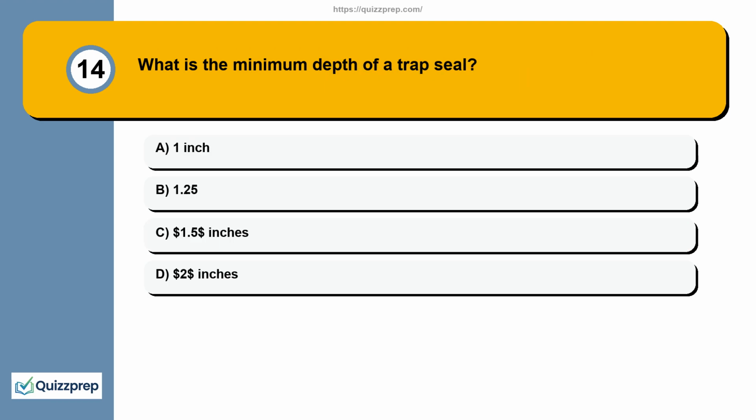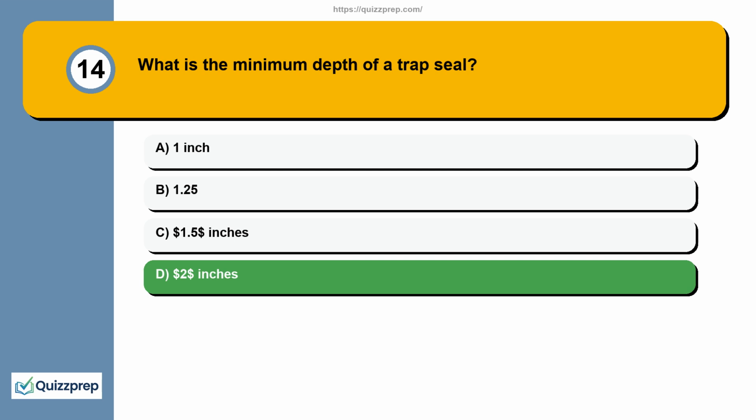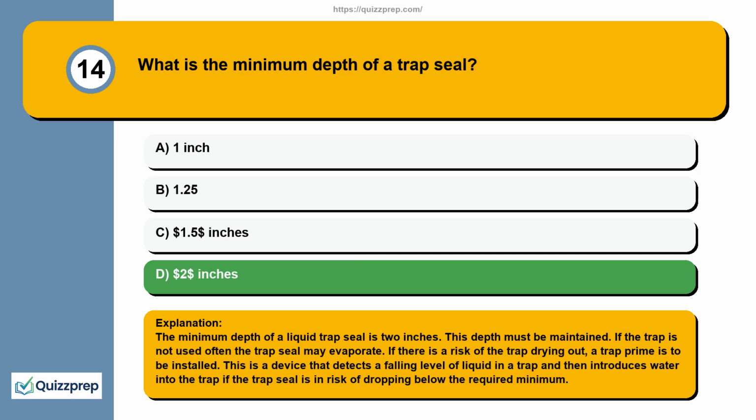Question 14. What is the minimum depth of a trap seal? 1 inch, 1.25 inches, 1.5 inches, 2 inches. The minimum depth of a liquid trap seal is 2 inches.